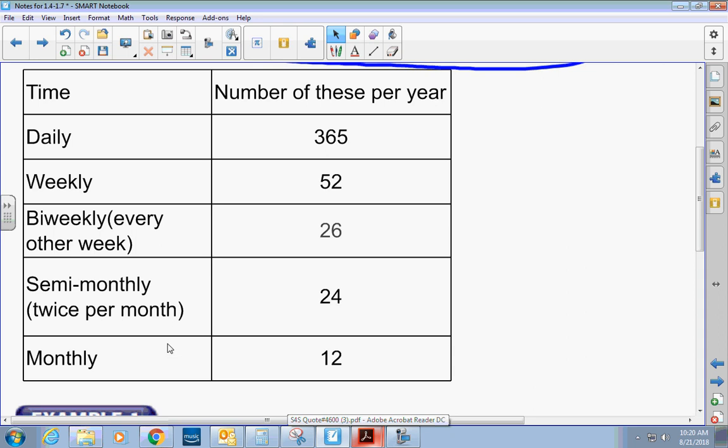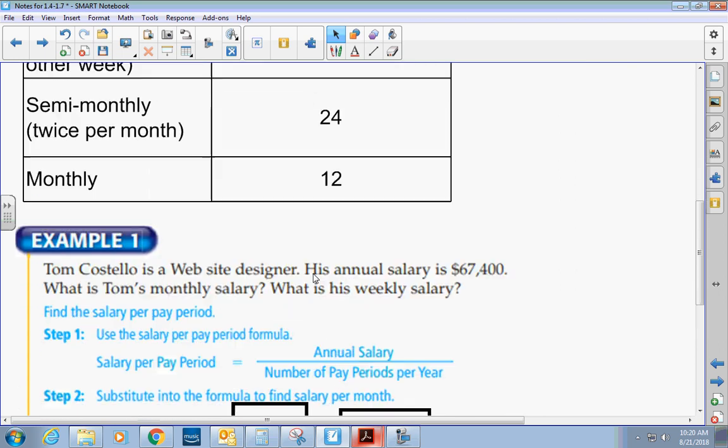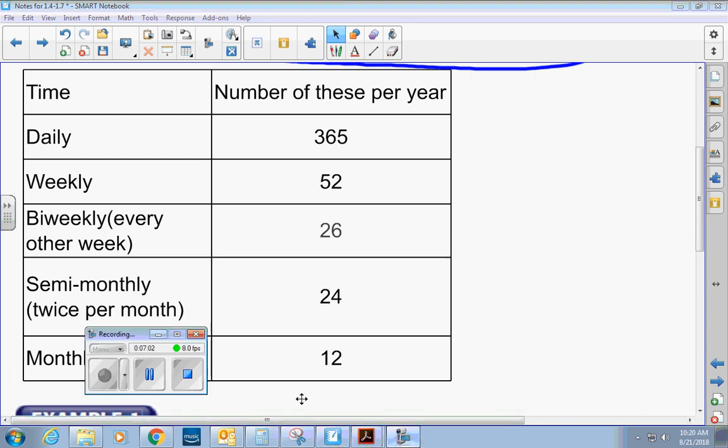So semi-monthly is 24 because there are 12 months in a year. If you get paid twice each month, then 12 times 2 is 24. And then months, there are 12 months in a year. If you do not know that, I'm not sure there's anything I can help you with in life. Okay, so I'm going to take a pause, make sure everybody has this written down because this is super important information.